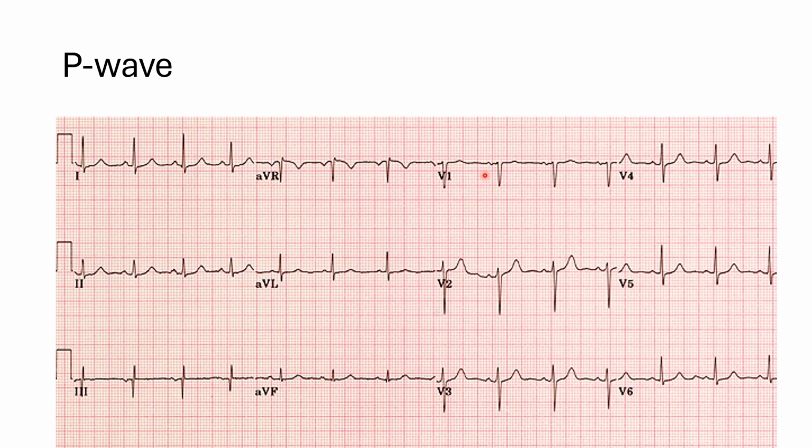Here you can see P wave has positive deflection, then it has negative deflection, so it is biphasic in lead V1. Here in lead V3, it is also biphasic. There is positive deflection, then there is negative deflection.